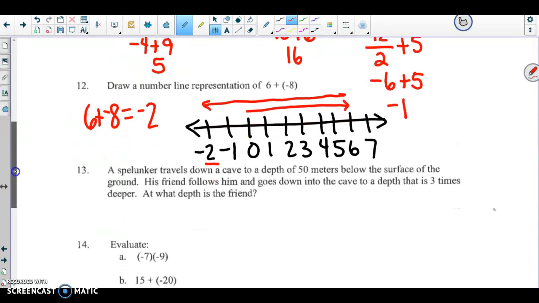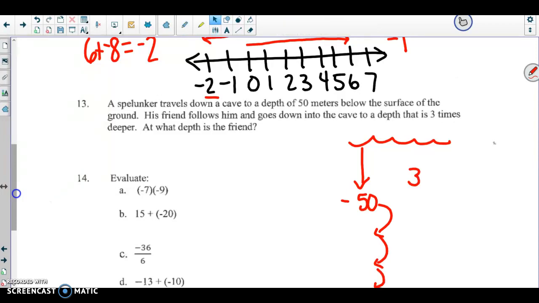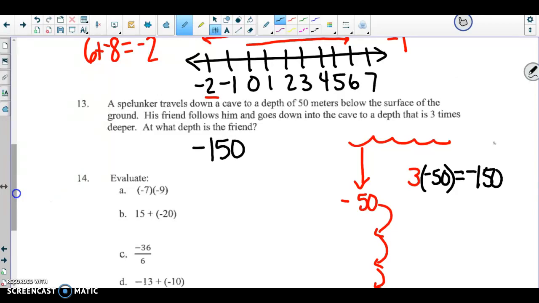So a spelunker travels down a cave at a depth of 50 meters below the surface, and his friend, so this guy, here's our surface of everything, and he's down 50, so he's at negative 50, and his friend is down 3 times as deep, so 1, 2, 3. Well, basically, I've got 3 groups of negative 50. Well, 3 groups of negative 50 is going to be negative 150. So his friend is at negative 150.